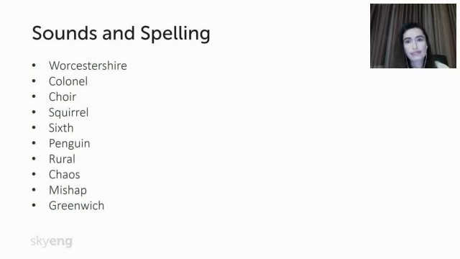Worcestershire. Colonel. Choir. Squirrel. Six. Yeah, guys, this is not six.